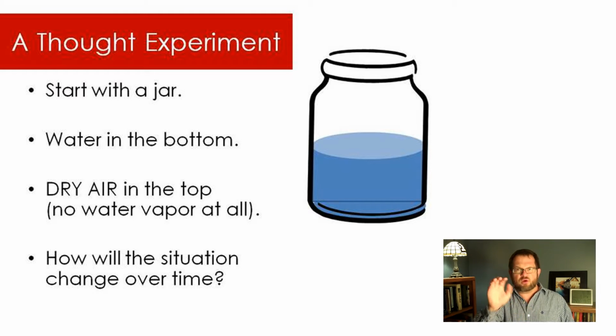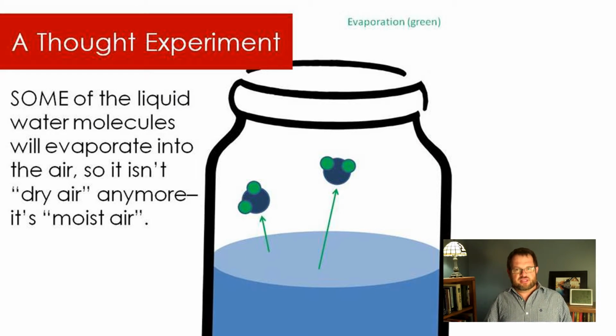So we start with a jar, we've got water on the bottom, and we're going to start with dry air on the top. No water vapor at all. We can ask what's going to happen here. Well, we can't really have any condensation right now because there are no water vapor molecules in that dry air at the top. So we don't have any condensation going on, but we have lots of liquid water molecules down there at the bottom. So some of them will evaporate.